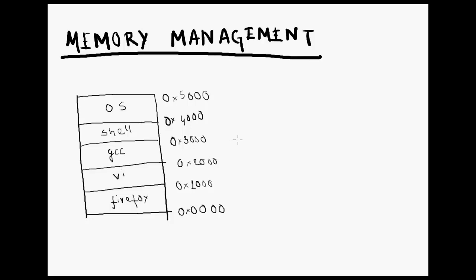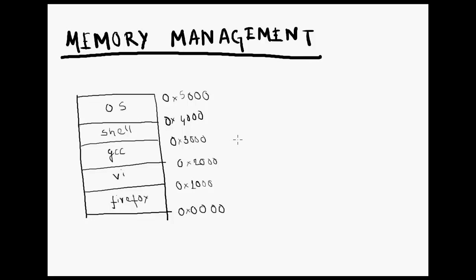Now, in a multi-programming environment, we need to store multiple programs in memory at the same time. So let's see what kind of challenges we have in order to do that. Let's first start with a very primitive model. Let's say we have 1 MB of memory, and all the programs that we want to load and run at the same time are stored in a predefined location.